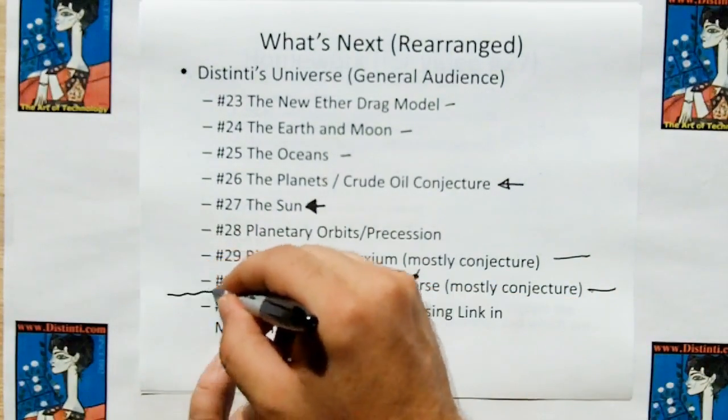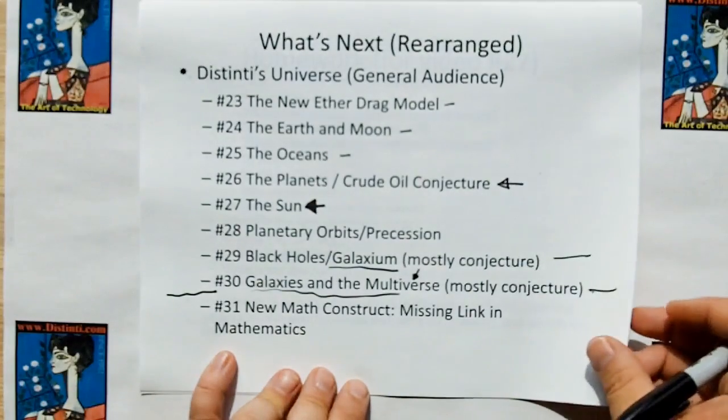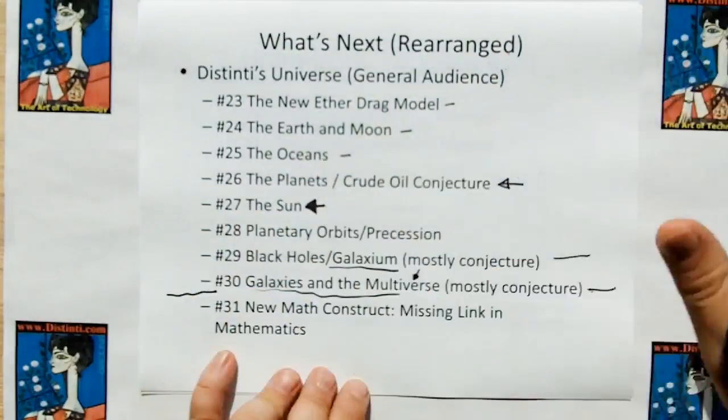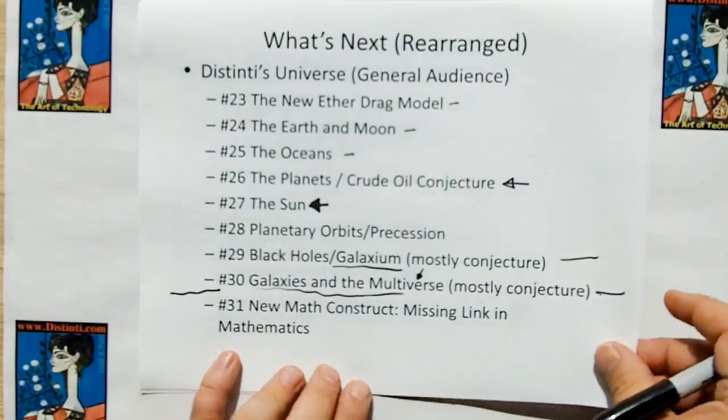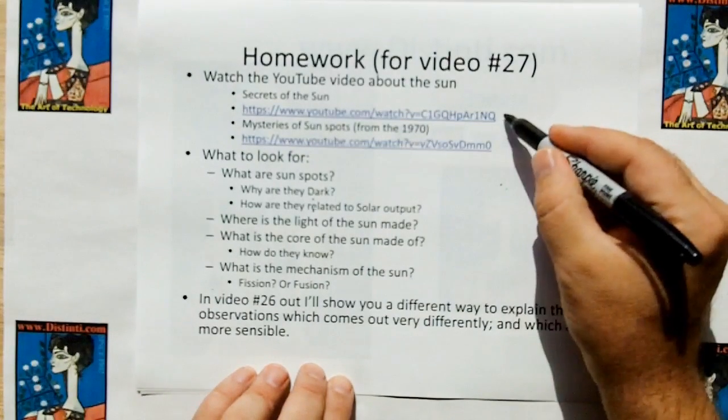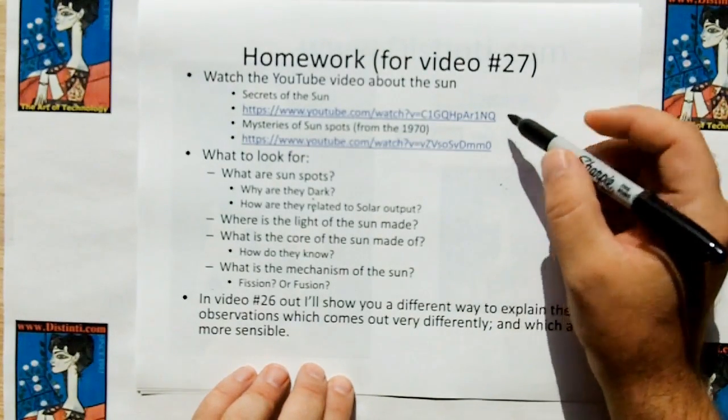At video number 30, we're going to end the logic. Because what I do first, I like to do the logic, reason everything out. Then I like to go into the math to back it up. So, yeah, we have homework for video number 27. I'm going to post these links if I figure out how to do that.